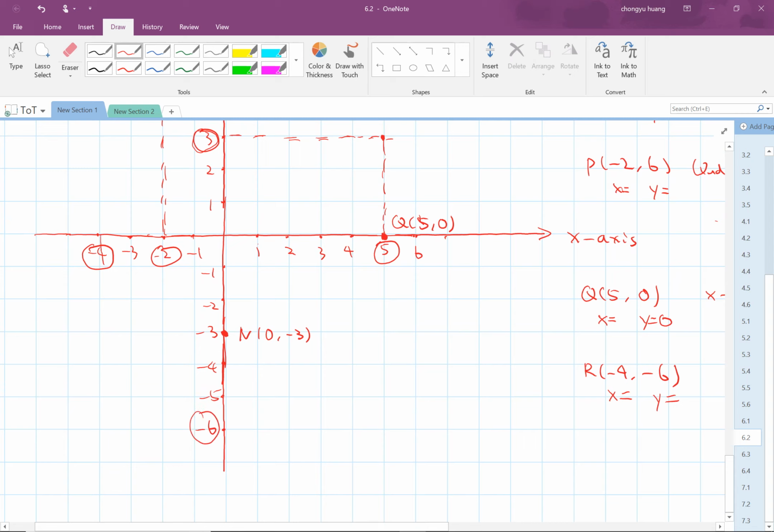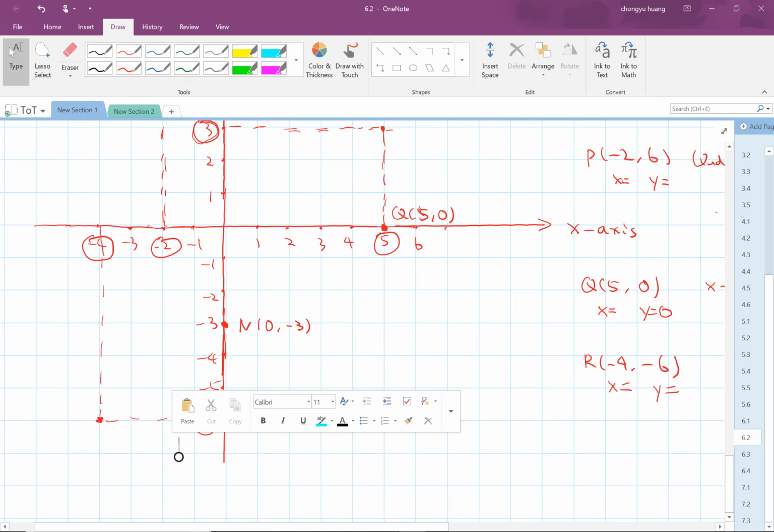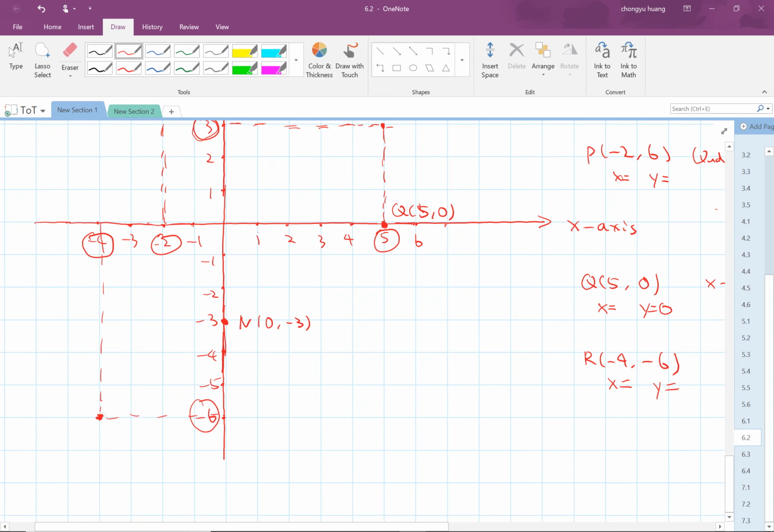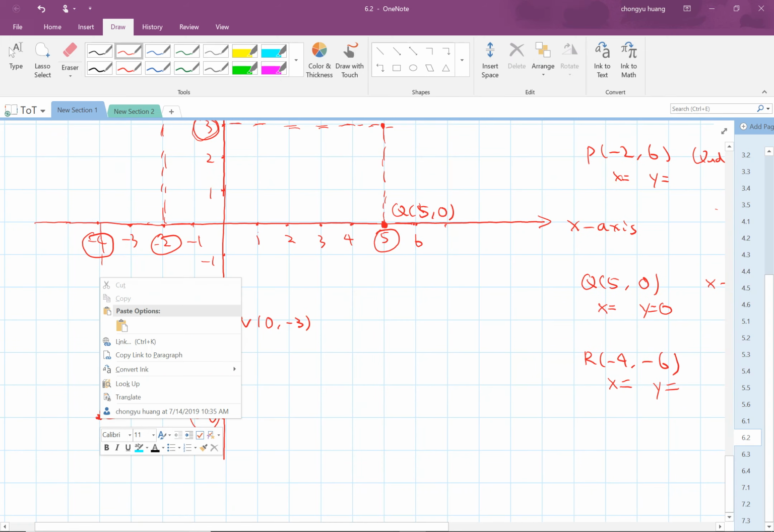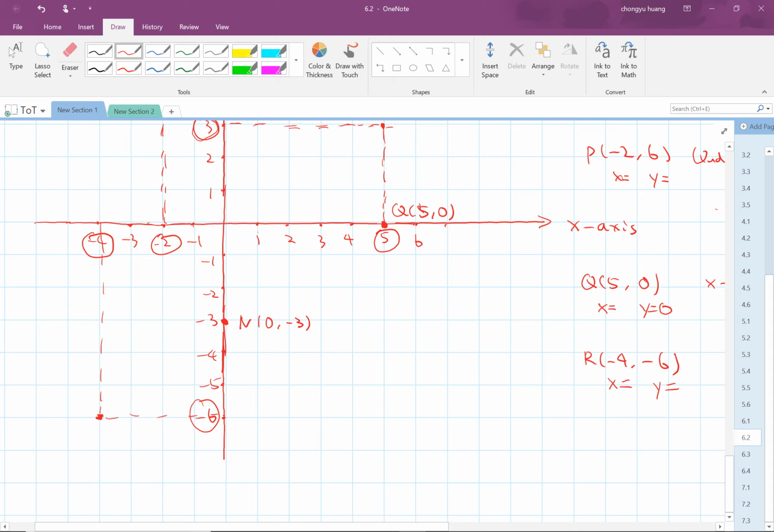So you're using the dash line, right? In case you're good enough, you don't even need the dash line. You will know the point right away when you see the number. I think you guys should be able to do this right now. You don't even need the dash line, and then you will locate the point.